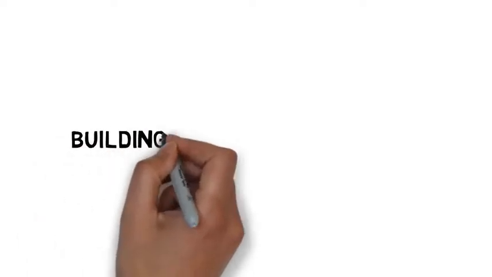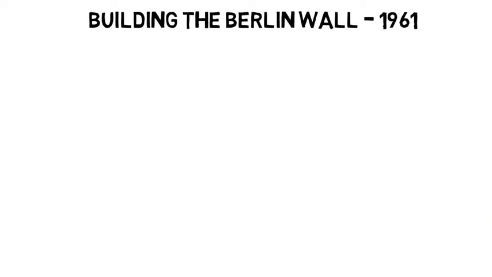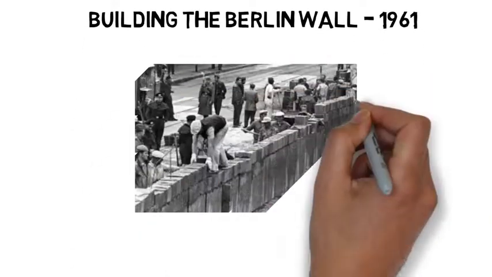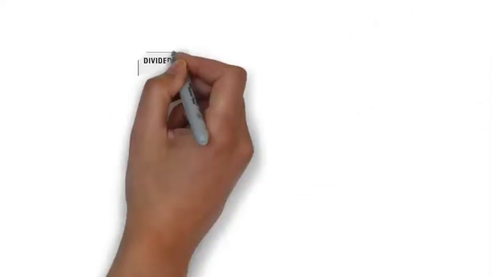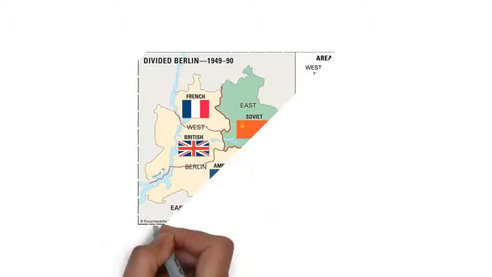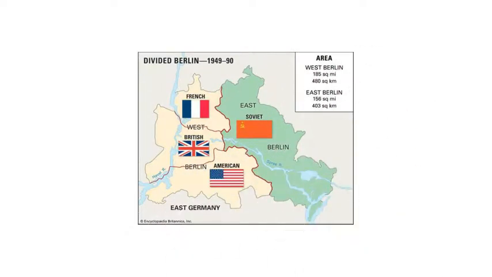Today we're looking at page 93 in our textbooks and we'll be speaking about the building of the Berlin Wall in 1961. 1961 is still during the Cold War between America and the Soviet Union. We see Germany divided into two sides, East and West. East under Soviet Union or Communist rule and the West under Allied or Capitalist rule.